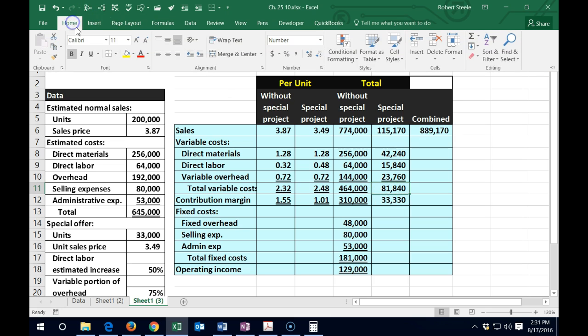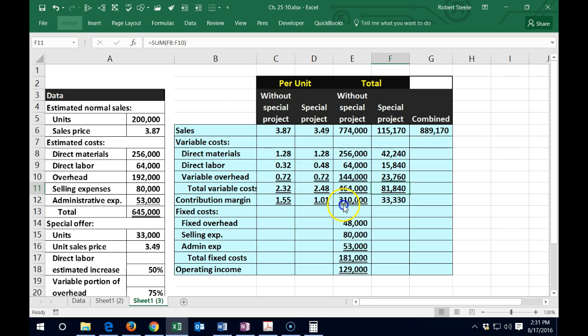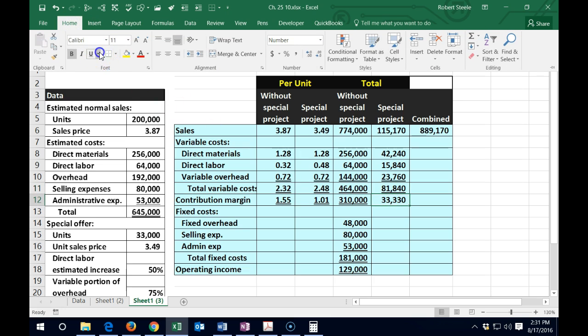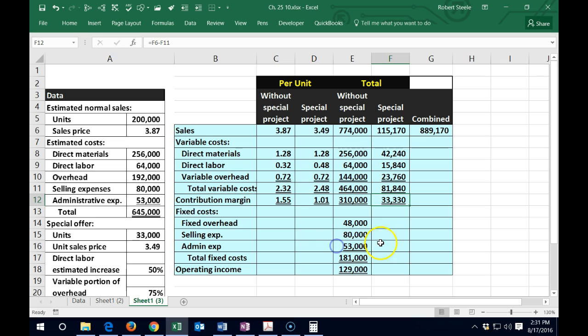We're going to go to the Home tab, go to the font group and underline. Then we're going to go to the double underline here, Home tab, font group, double underline. And there we have those items.